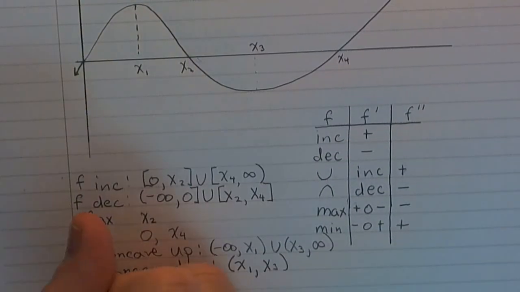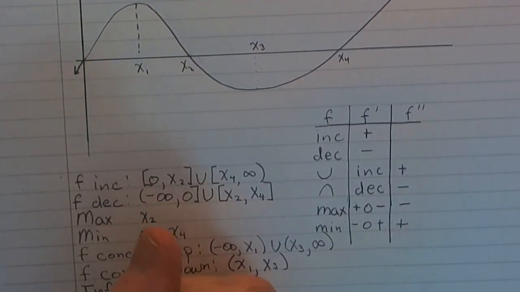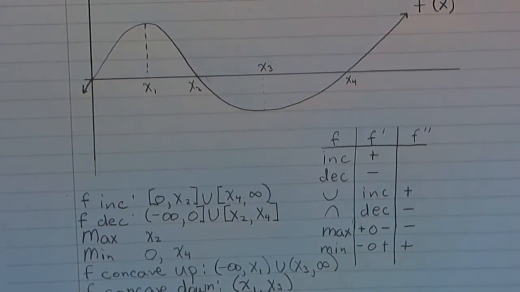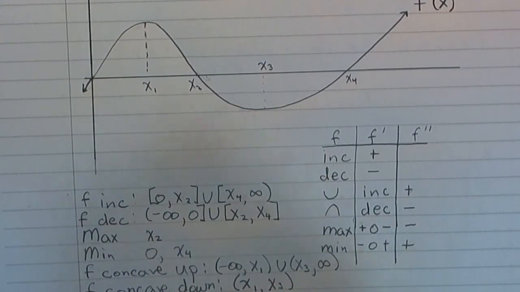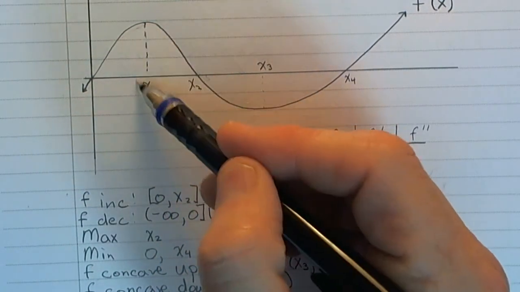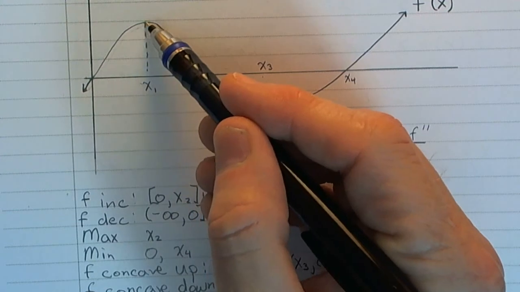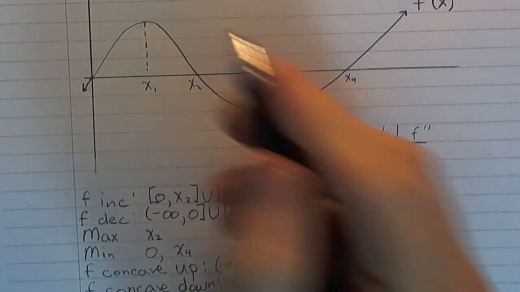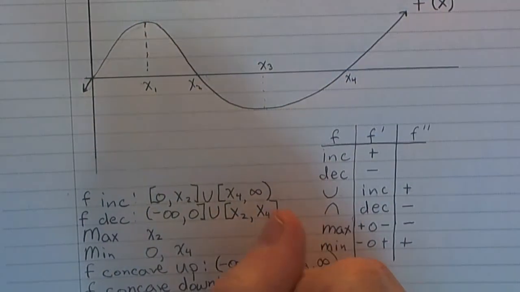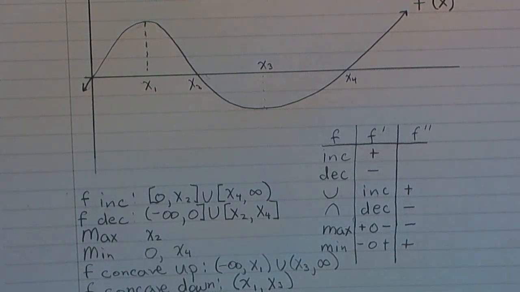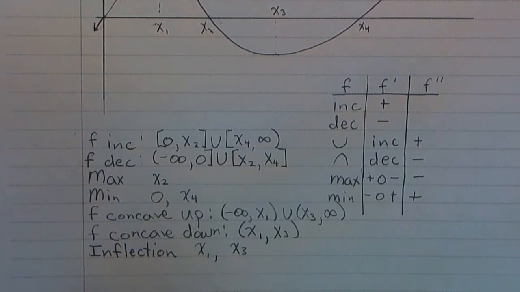Now, what about inflection? Where does inflection occur? Well, inflection is going to occur when you change from increasing to decreasing. In other words, you change concavity. Where does concavity change? Well, concavity is going to change here. The first derivative is increasing, now it's decreasing. So at x sub 1, where else? x sub 3. See, you look for where concavity changes. That's where you have inflection.